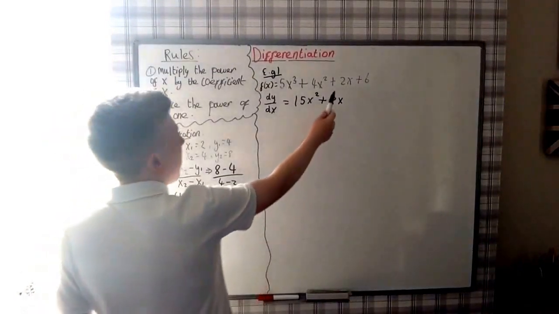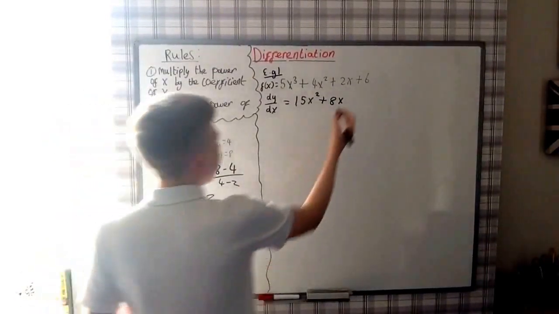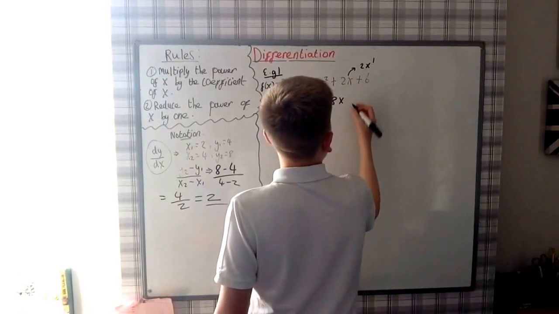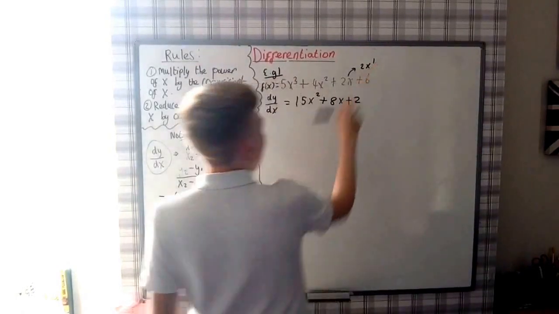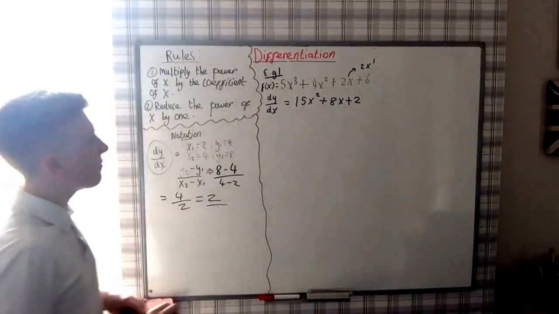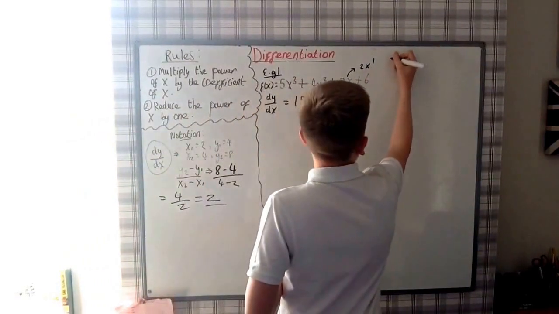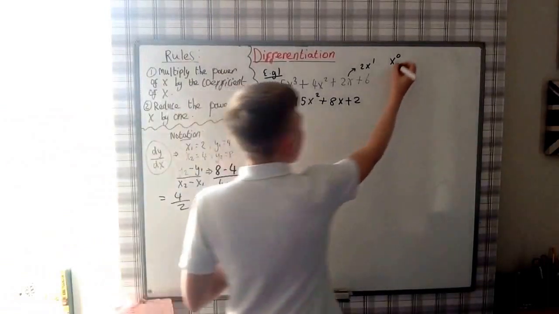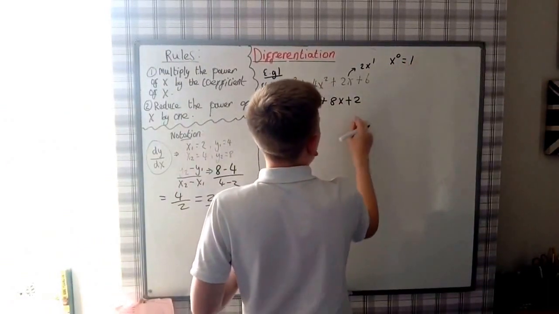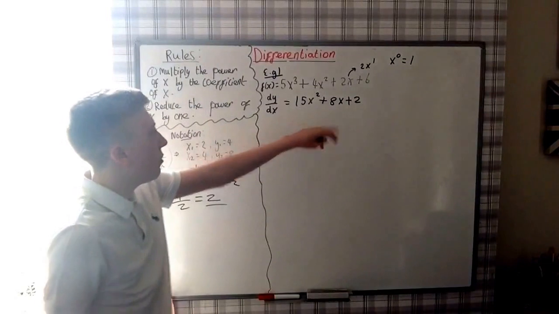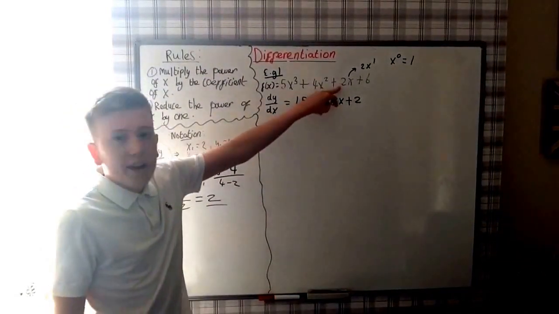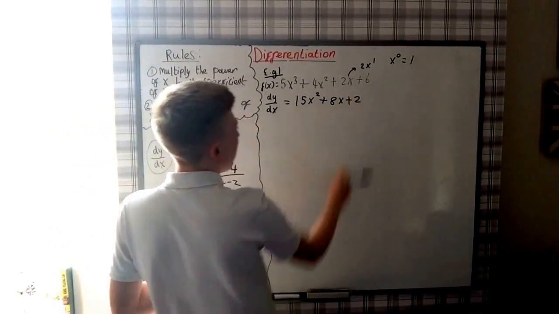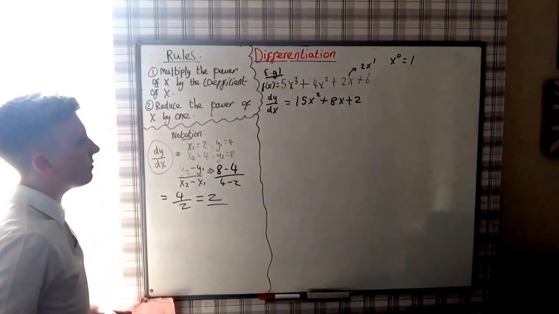Now we look at the 2x. We can imagine this being 2x to the power 1. So we multiply the power by the coefficient, which gives us 2. And we reduce the power of x by 1. Now with this one, if we reduce the power of x by 1, we get x to the 0. Now we should know that anything to the power 0 is 1. So this is just equal to 1. So again we multiply the 1 by the 2, which gives us 2 again. So we're just left with 2. So if you have something like 2x or 3x or 4x, all that happens is the x is cancelled out and we just end up with the number in front of the x, the coefficient.